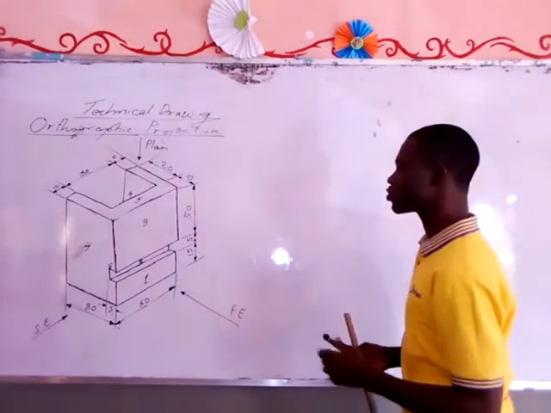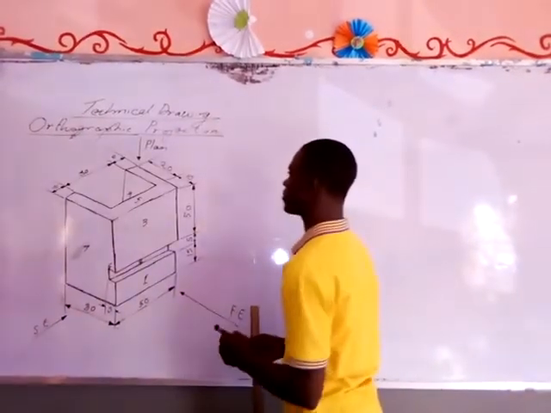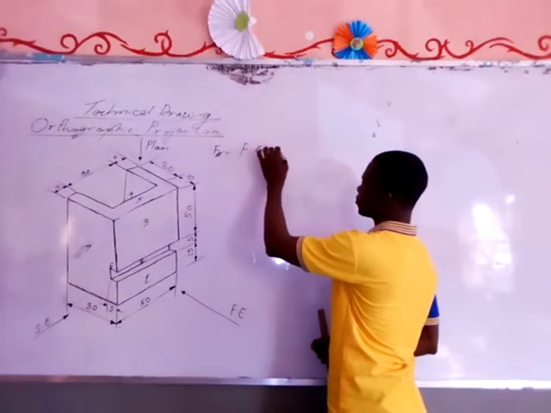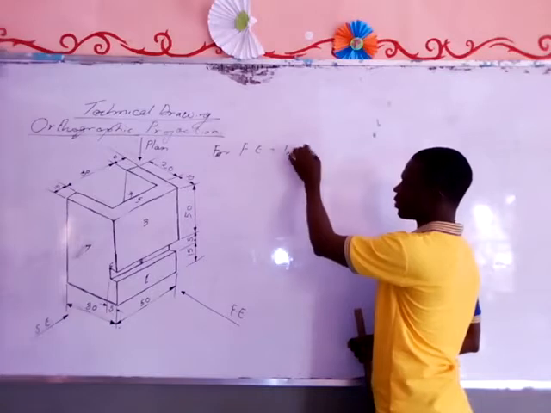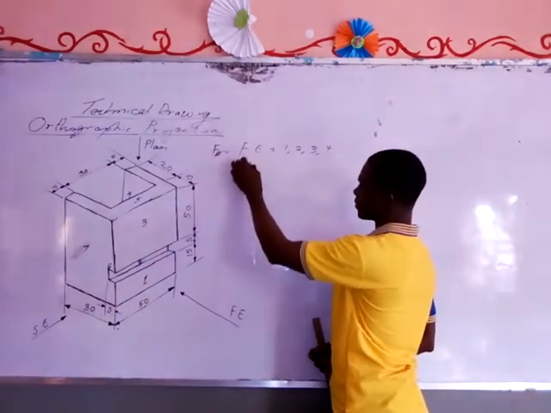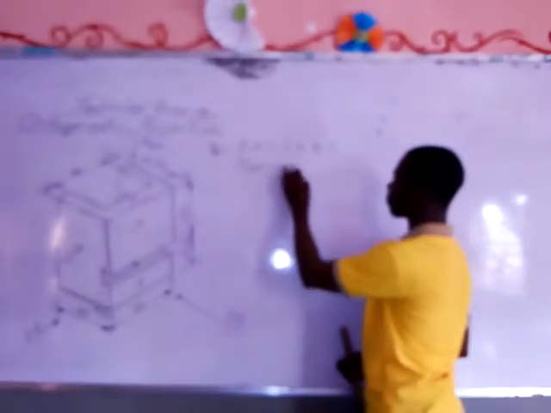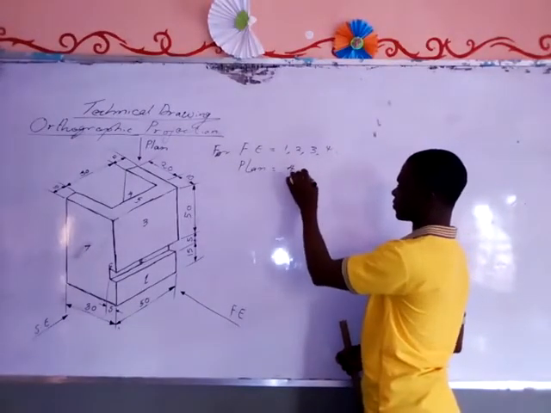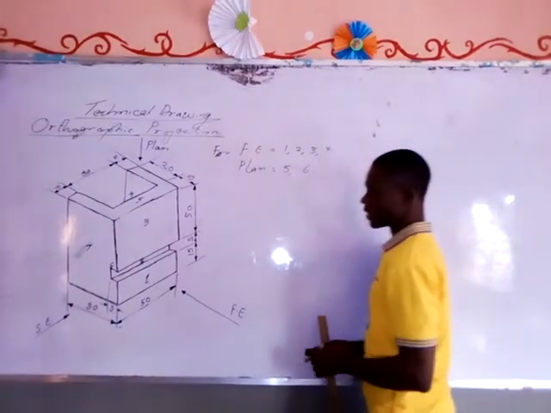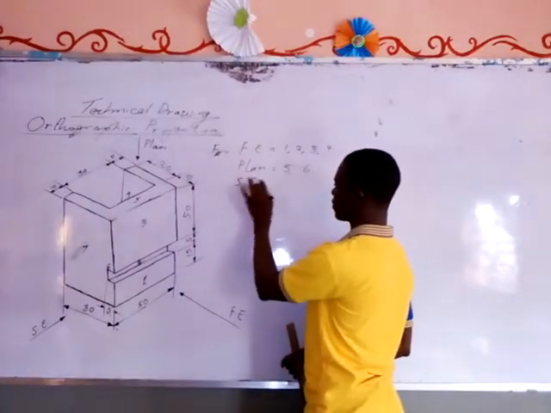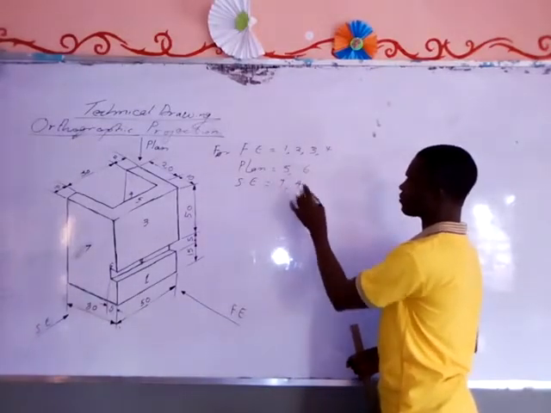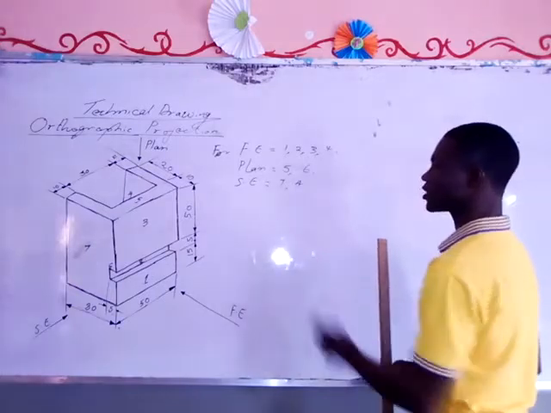Alright, so let's list what we are going to produce for the front elevation, for the plan, and also for the side elevation. For the front elevation, what we need to produce is 1, 2, 3 and 4. And for the plan, we produce 5 and 6. Those are the things that we are going to produce, and 6 is hidden from us. Then for the side elevation, we are producing 7 and 4.